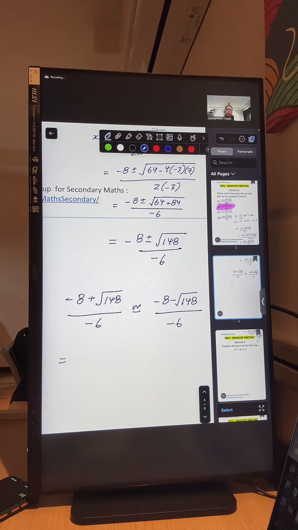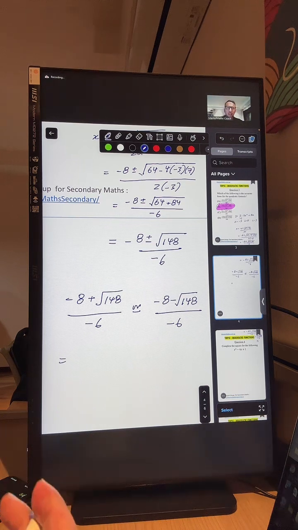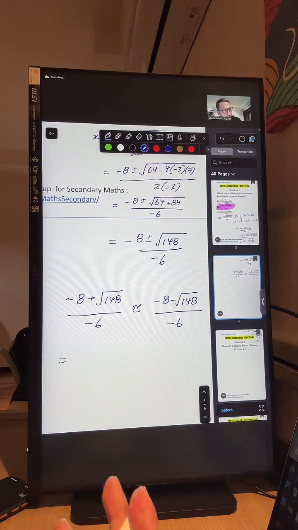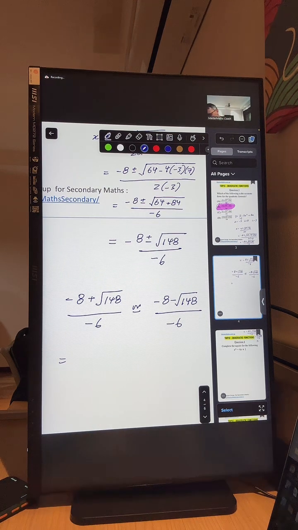Usually when you use the quadratic formula, you will not get a nice round whole number. You will not get an integer. You will get a number with decimals in it. So let's see here. Square root 148. Can anybody tell me what square root 148 is?